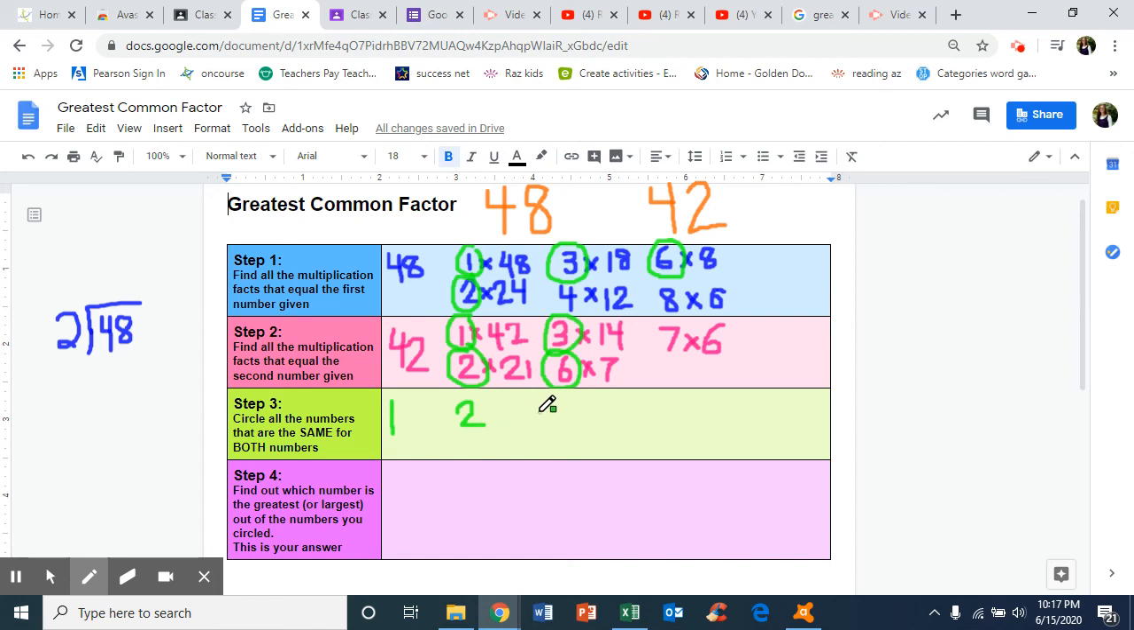So the numbers that are the same were 1, 2, 3, and 6. So we need to pick the number that is the largest, which is the 6. So the 6 is your greatest common factor. And that is your final answer.